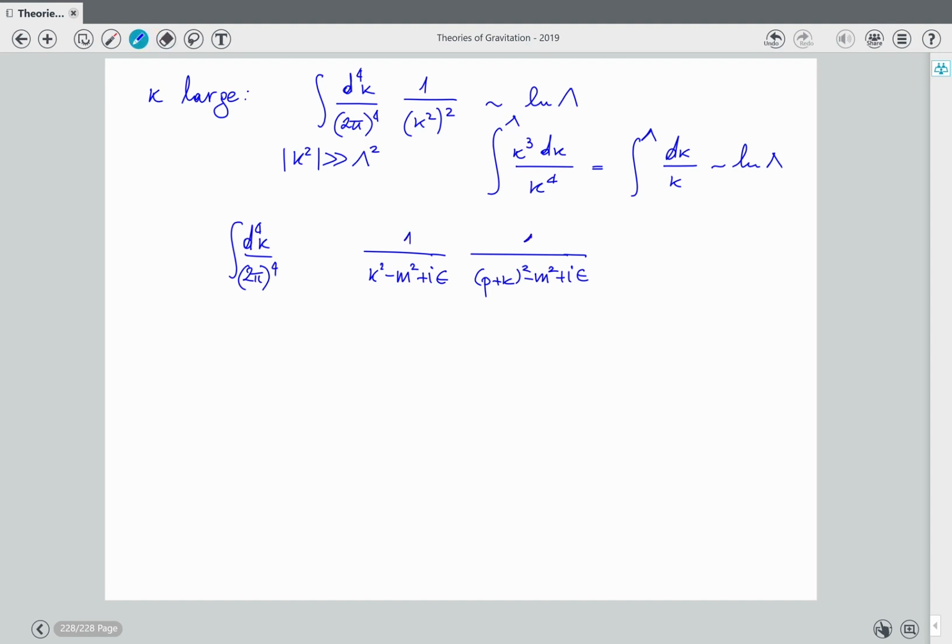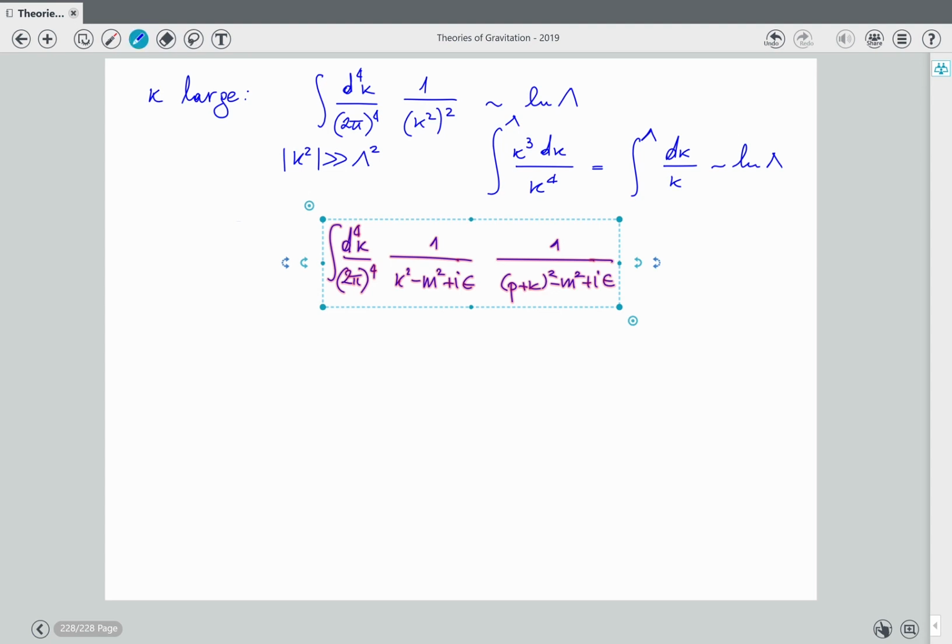This is 1, this is 1. This is a certain function of p. Now, since this integral doesn't make any sense, we put a cutoff there just to classify the integral. So let's say that we want to define this integral as an improper integral.